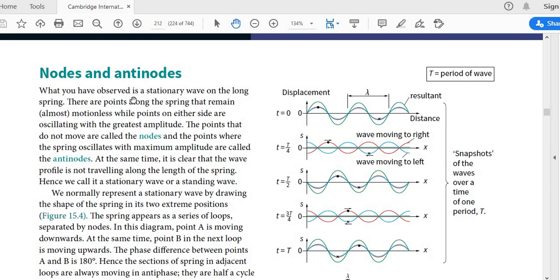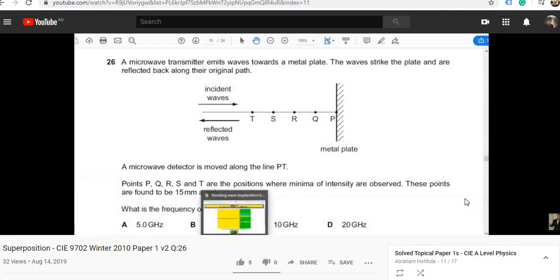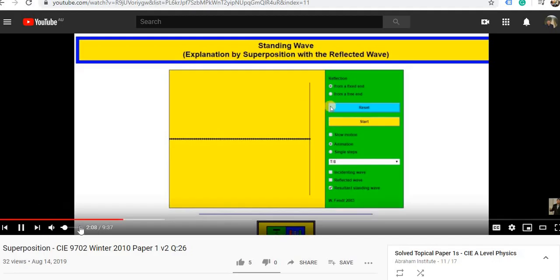Okay, now we will learn about nodes and antinodes. What you have observed in a stationary wave on the long spring, there are points along the spring that remain almost motionless, while points on either side are oscillating with greatest amplitude. Now, like I said, to understand this, you have to see the demonstration, or you have to watch the video of how stationary waves are formed. Otherwise it may be difficult for you to understand this. Let's look at the animation to help you understand this better.